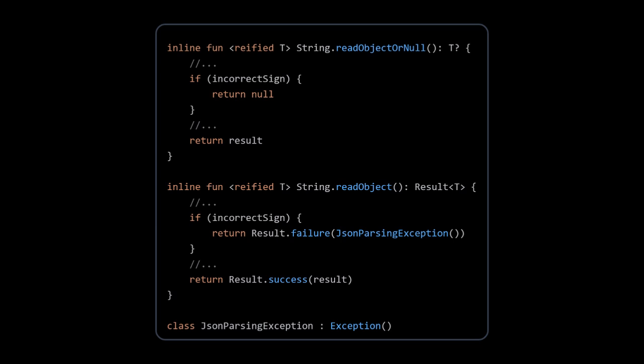They are explicit, efficient, and can be handled in idiomatic ways. This is why the rule is that we should prefer to return null or Result.failure when an error is expected, and we should throw an exception when an error is not expected.